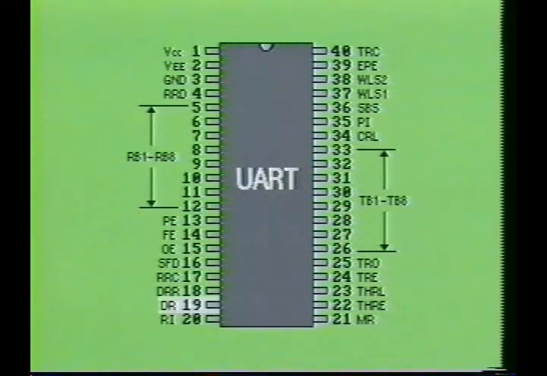Pin 19 is labeled DR. It is the data received flag input. A high on this pin indicates that the data was received and is in the receiver holding register.